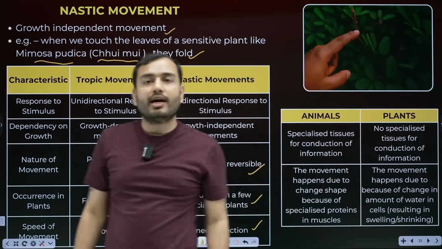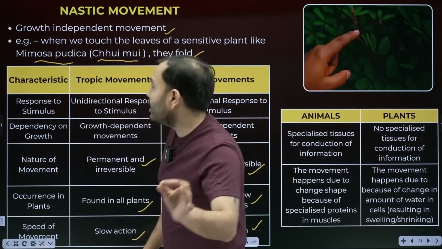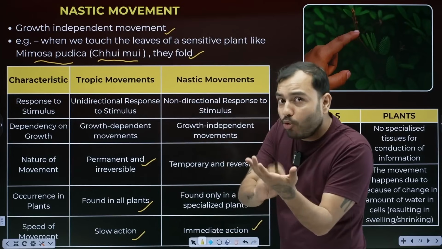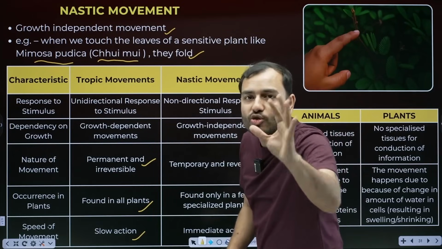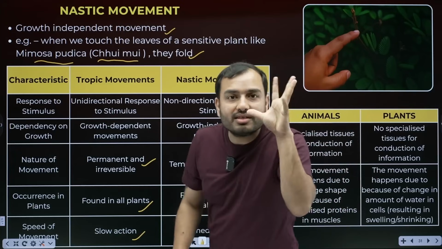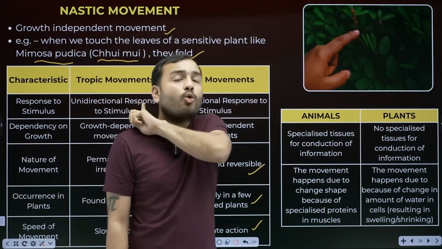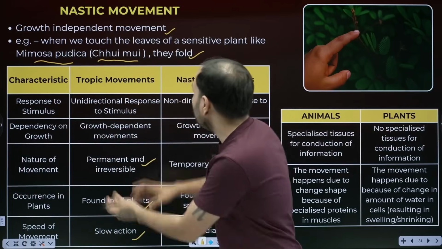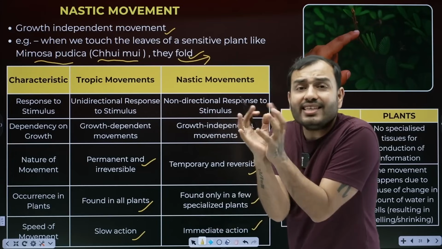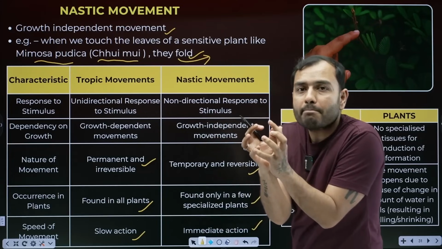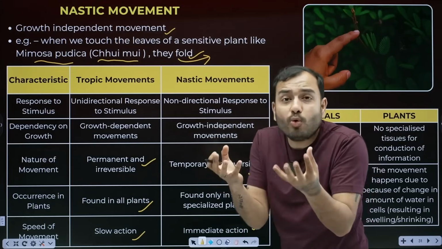One question the board asks a lot: how do leaves or plants move? Now listen carefully. I told you how we do movement because of specialized proteins that we have. That's why our muscles move. Specialized proteins change their shape. Plants don't have such specialized proteins. So how does the leaf folding happen? How does its tissue move? How did the plant go up? How is the movement happening?